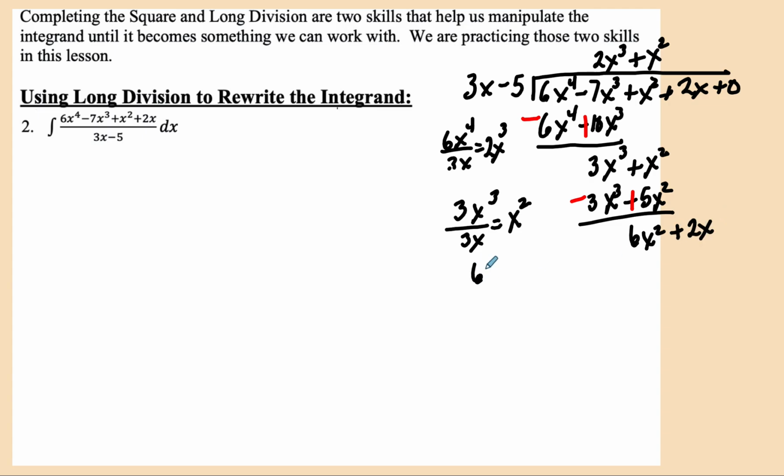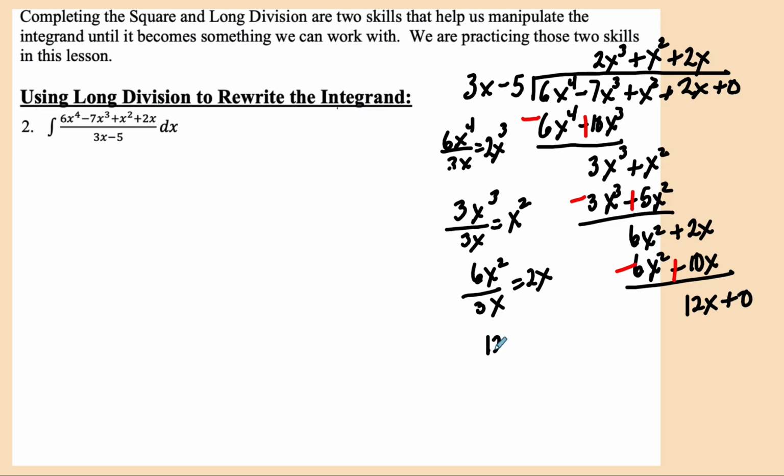And when I take 6x squared and divide it by 3x, I'm going to get 2x. So this will be plus 2x. And so this is 6x squared minus 10x. And again, I need to subtract. And that'll be 12x plus, bring down the next term, 0. 12x divided by 3x is equal to 4. So this will be plus 4, and that'll be 12x minus 20.